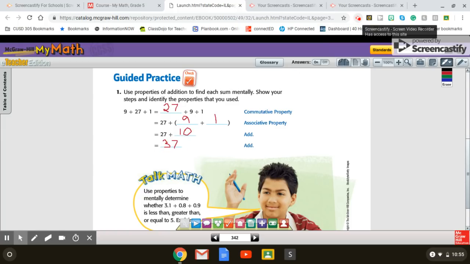Okay, so now what you're going to do is take the paper given to you and use the properties of addition to figure out the answers to a few of these problems.